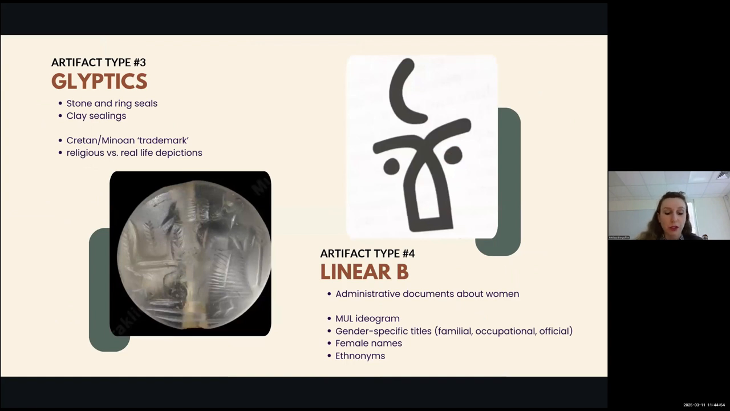Less popular artifact types that nonetheless are associated with ancient women in the representations are glyptics and information provided by Linear B tablets. Glyptics, which include stone and ring seals, as well as the clay sealings they leave behind, were used as a sort of trademark during the Bronze Age. Similarly, Linear B inscriptions were used for administrative purposes, but instead of depicting female figures like the glyptics, they represented real-life women in their role within prehistoric society.